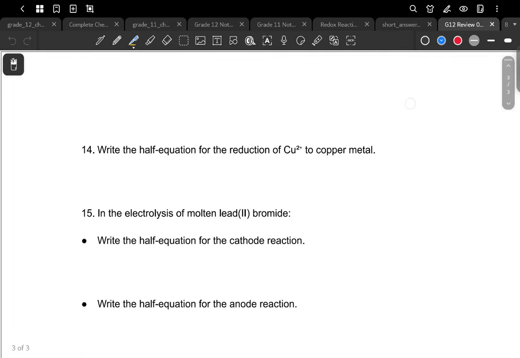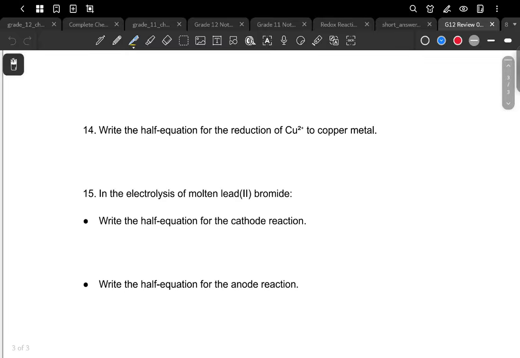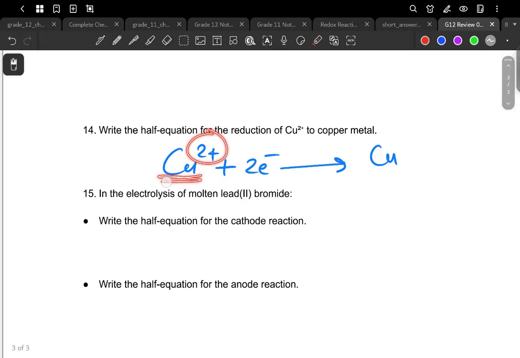Very easy, okay? Write the half equation for the reduction of copper, okay? Cu2+ reduced means gaining of electrons, so immediately plus electrons, it turns into copper atom, and that's it, okay? Because the copper ion is actually missing 2 electrons. When it accepts 2 electrons, it turns back into a copper atom, okay?